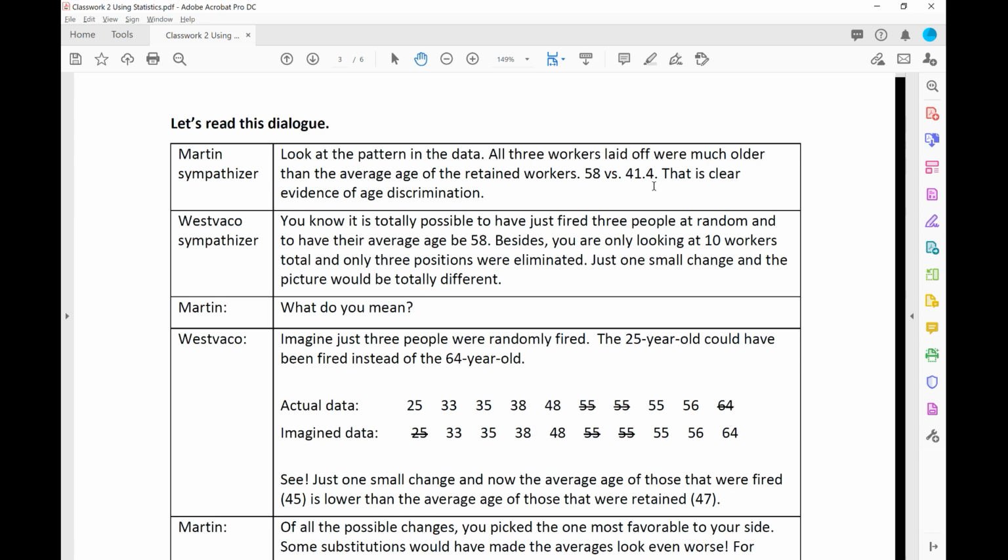Like, it can happen, but how often? How likely is that? Is it super, super rare, or is it reasonable? Because if it's super, super rare, then that doesn't look so good for the company. But if it's reasonable, like, yeah, I could see how you could get 58, then it's not good evidence of discrimination.